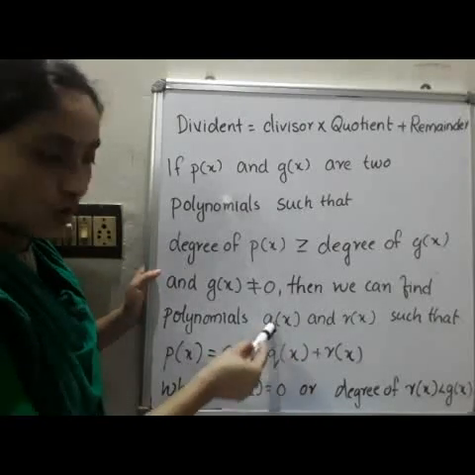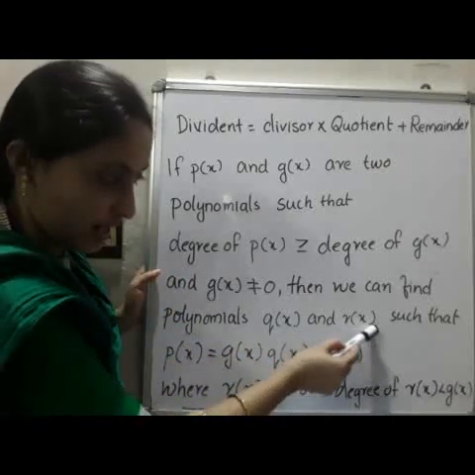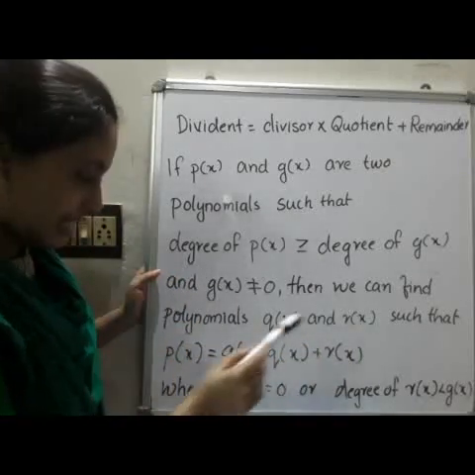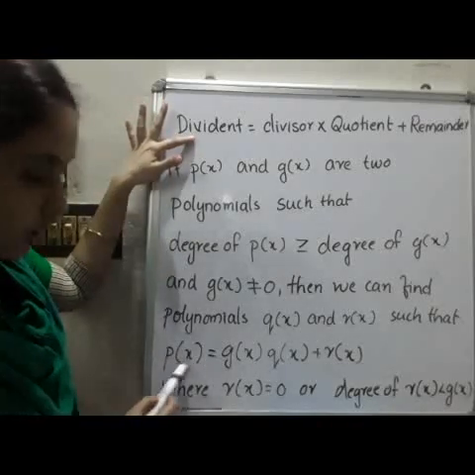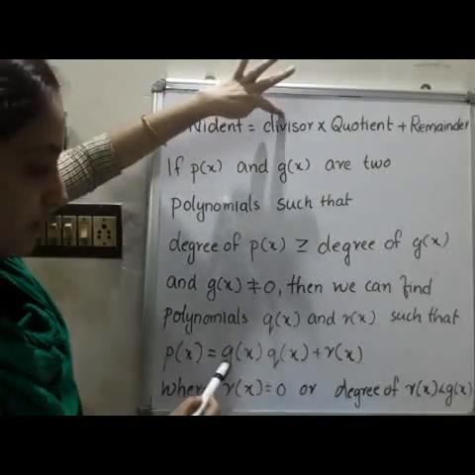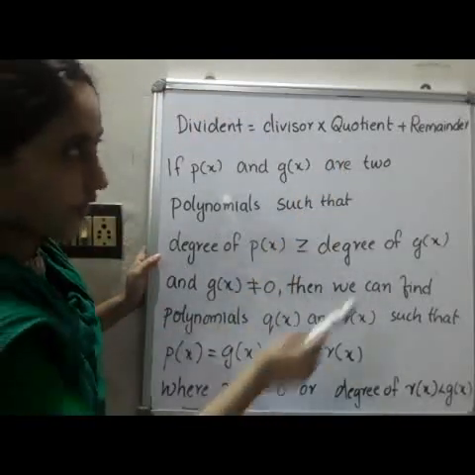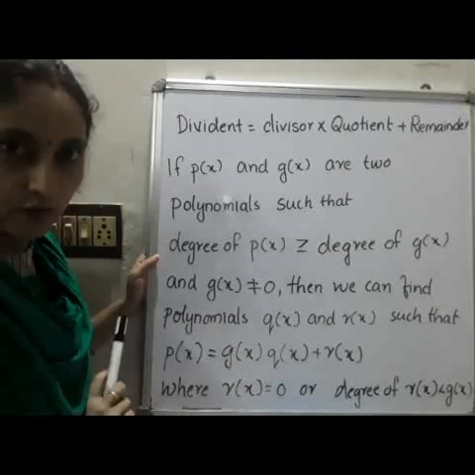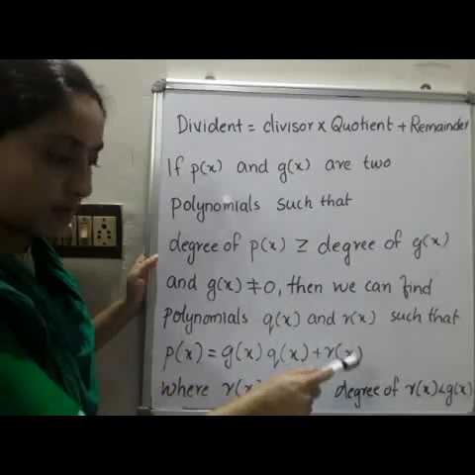Can you guess what is q of x? Q represents quotient. Quotient and remainder polynomial. Okay. So here, dividend is p of x. P of x is equal to divisor, divisor is g of x, and quotient, quotient is q of x, and remainder, that is plus r of x. Clear? That is, dividend is equal to divisor into quotient plus remainder.